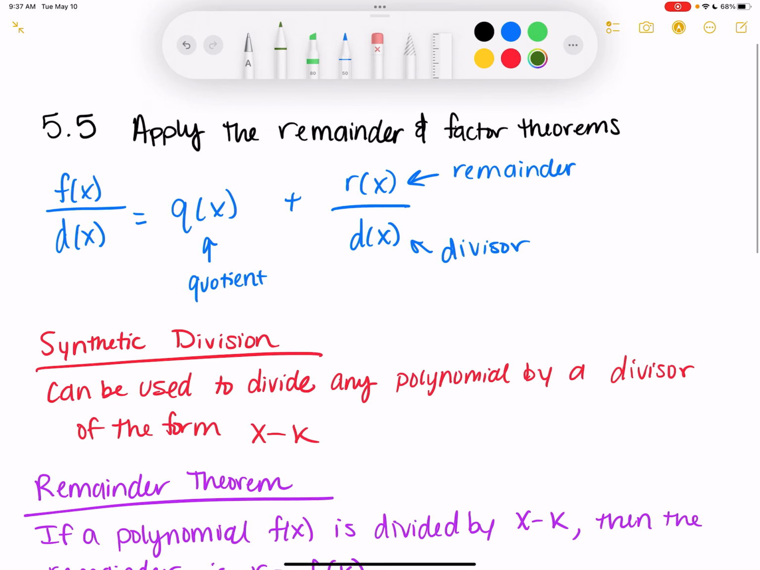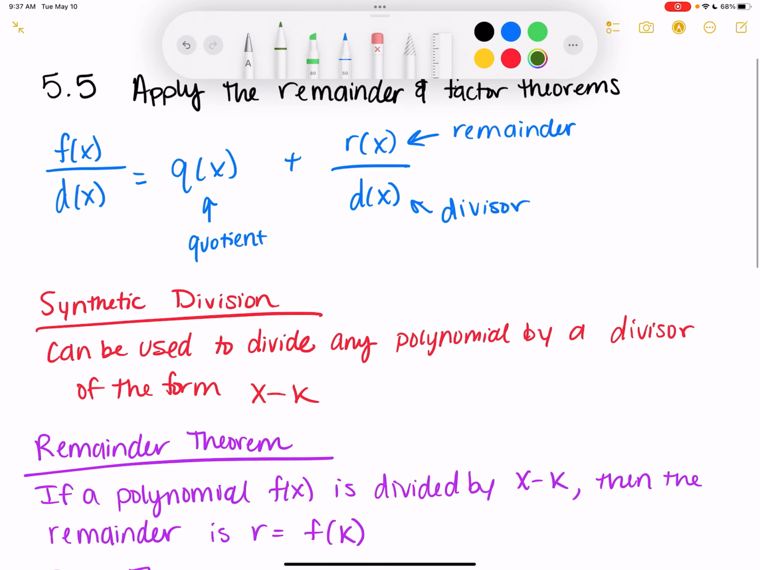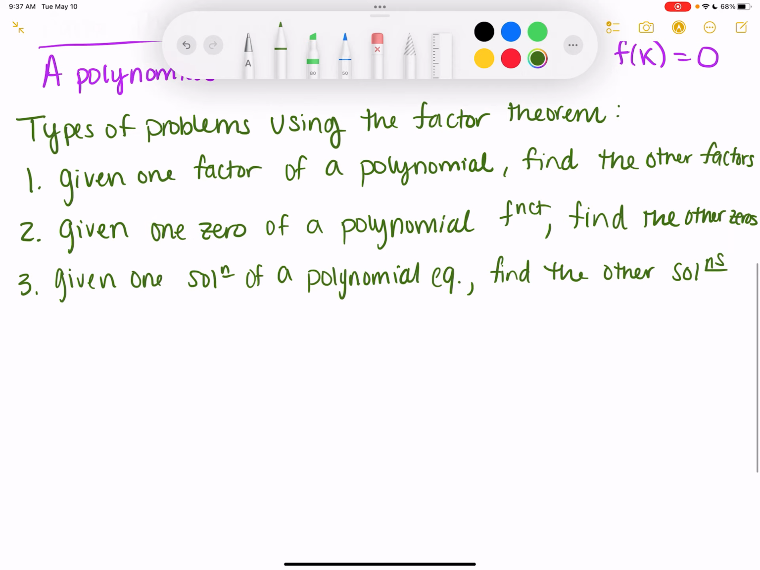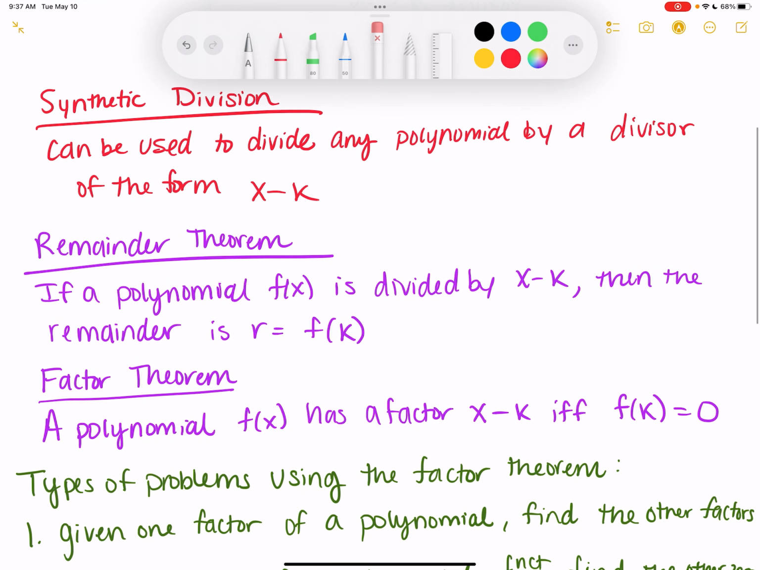All right, so we're going to start out with synthetic division since we're skipping long division. So number 12, 4x squared minus 13x minus 5 divided by x minus 2. So synthetic division, okay, when we did this, I said it's really important that it's x minus k form.